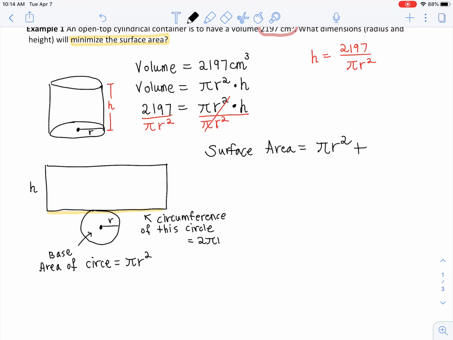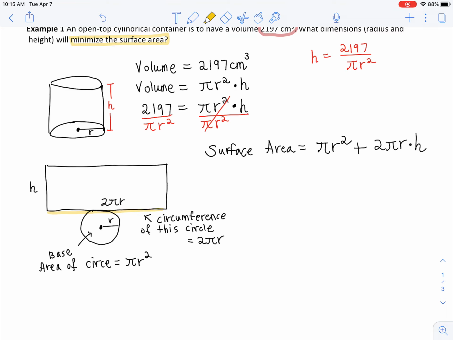Circumference of this circle. Okay, and circumference of the circle is 2 pi r. So what we know is that this length is 2 pi r. So if you find the area of this rectangle, you will do 2 pi r times what? h, right? So the area of the rectangle is what we just found, 2 pi r h. And the area of the base, the circle, is pi r squared. If you add them together, that's what we call the surface area.